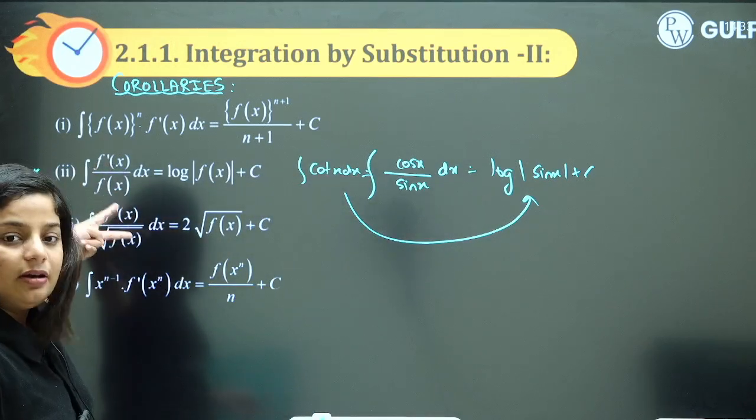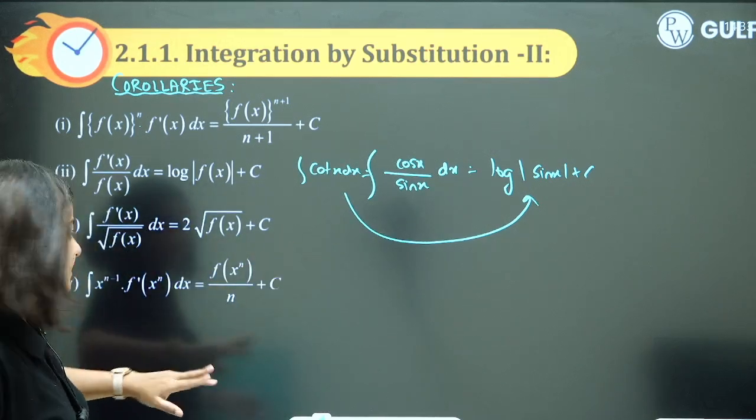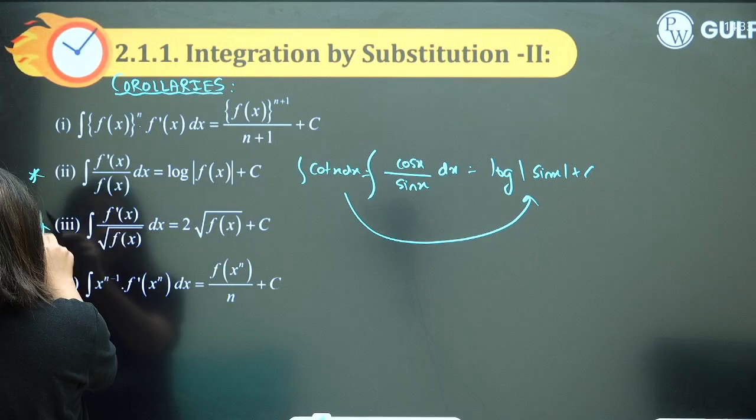Third one, integral of f dash of x upon root f of x is 2 times root f of x. And last but not the least, this is also important by the way.